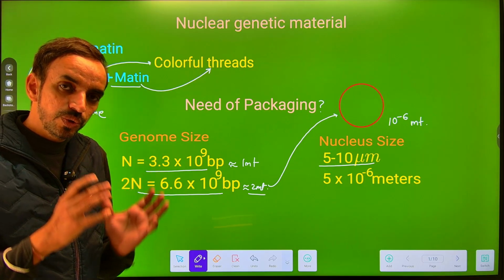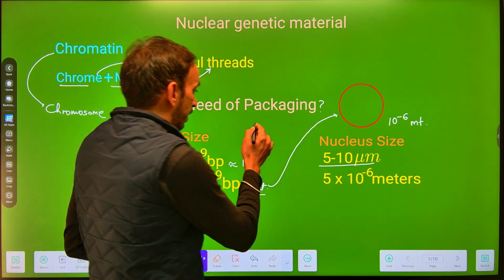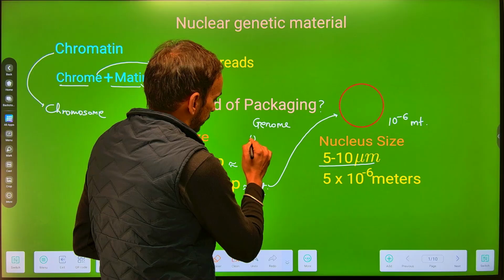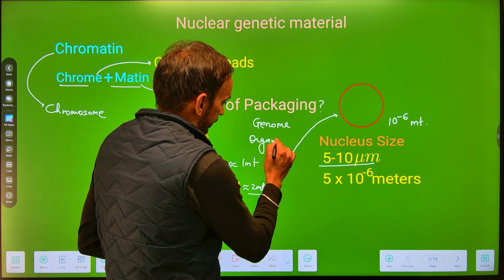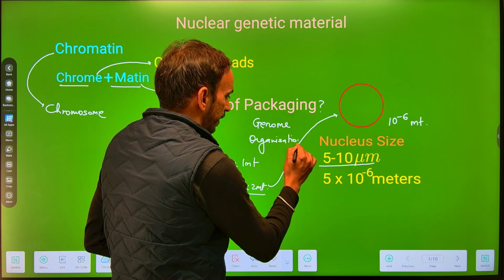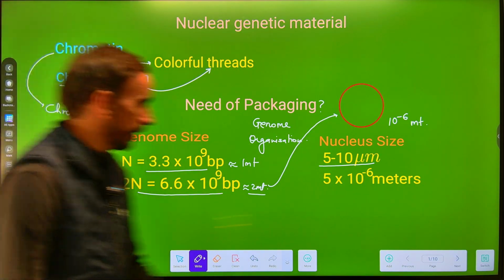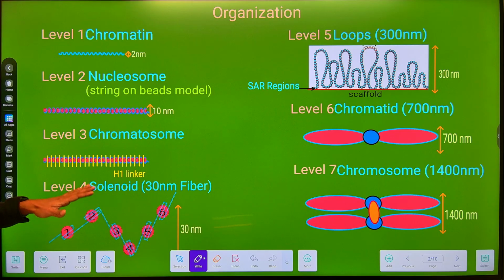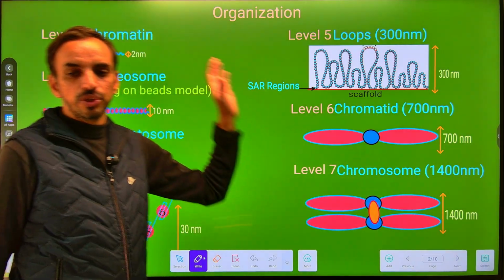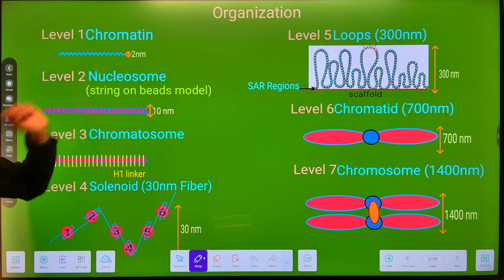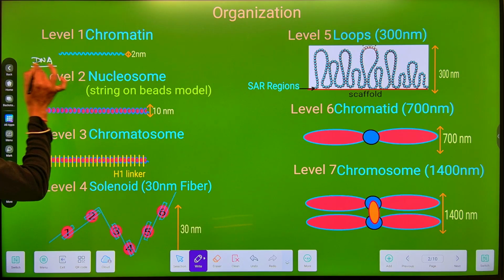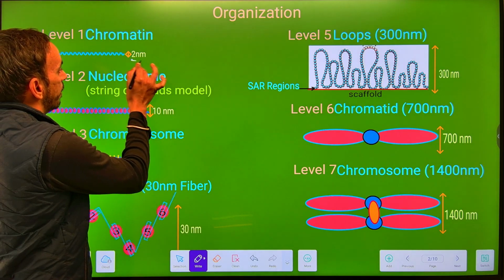For this, we have to carry out the condensation, or we have to organize the genome. So for this, there is genome organization. Here we will discuss the different levels of genome organization from chromatin to chromosomes. If we talk about the chromatin, these are the 2 nm fibers, which solely include the DNA. So it is also known as the 2 nm fiber.